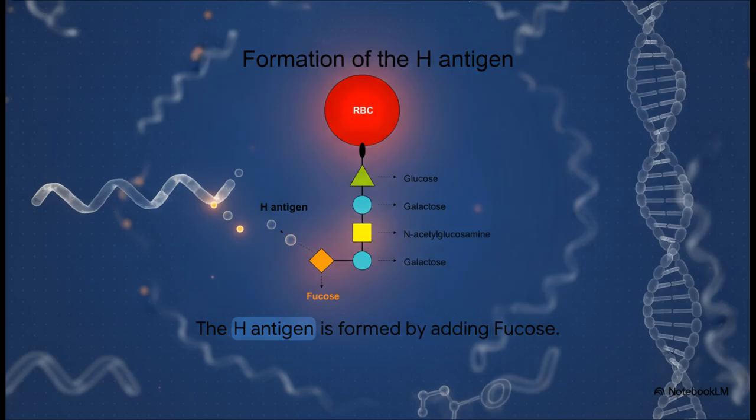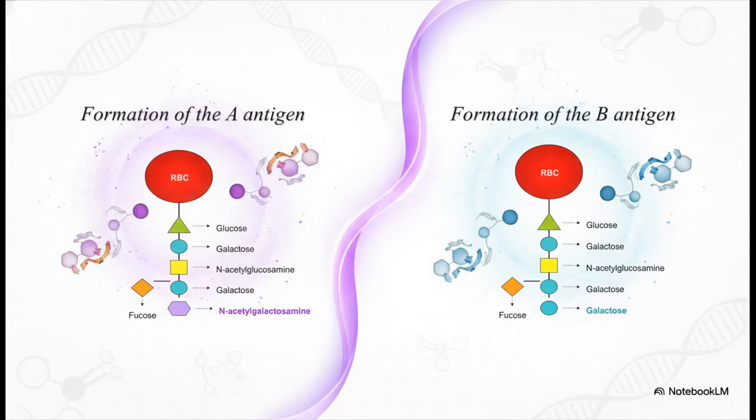The O gene is essentially an amorph, like a silent gene that doesn't produce a working construction worker. So for all you group O individuals out there, construction stops right here. The H antigen is your final product. Now, here is where the path splits, and it's fascinating.